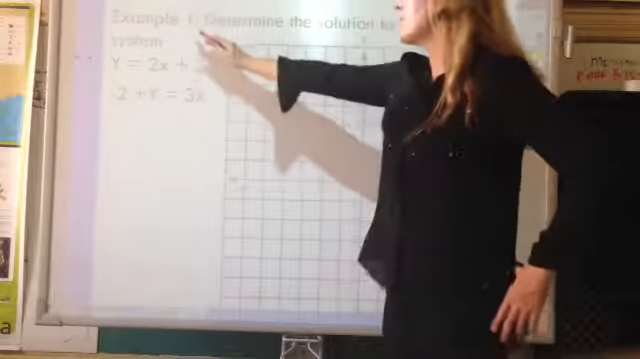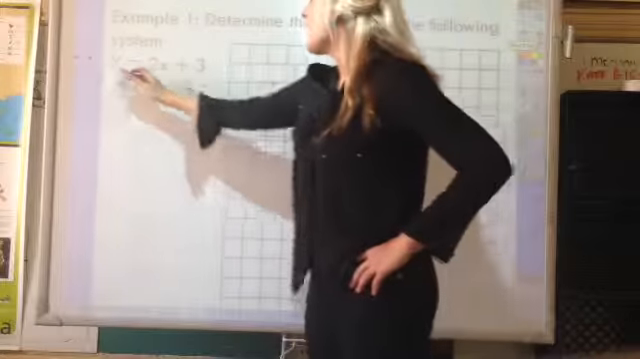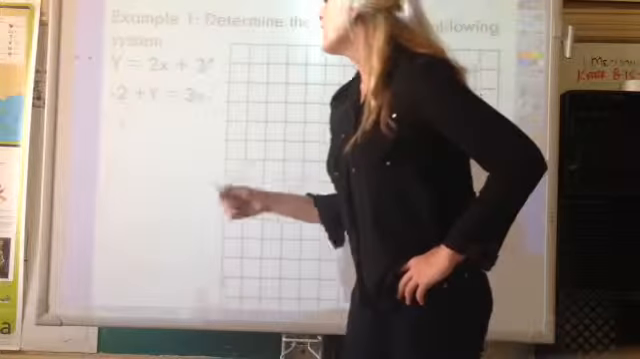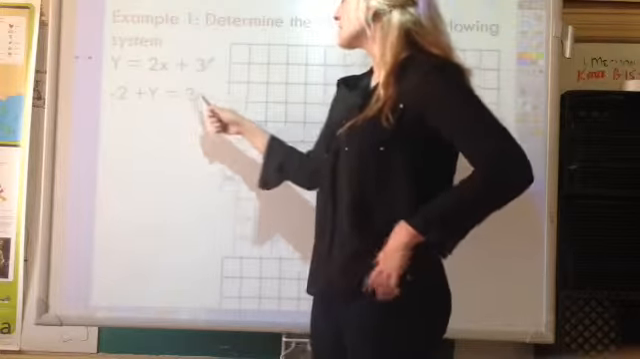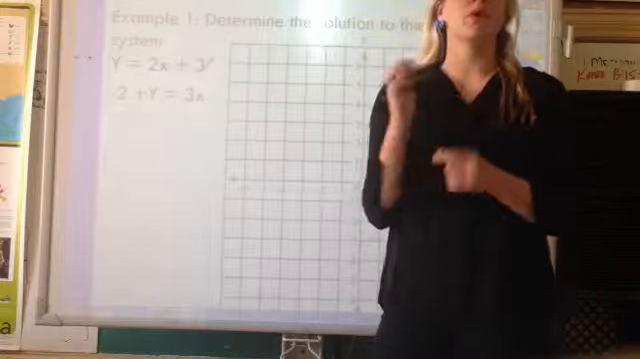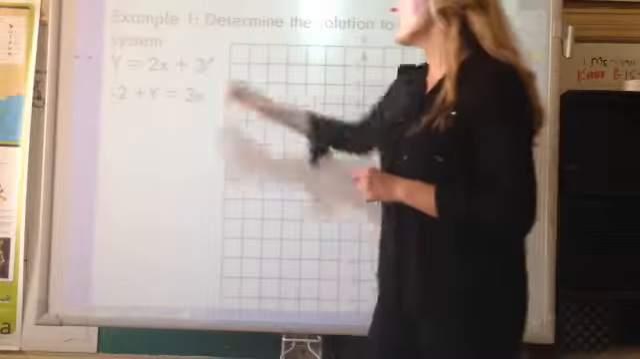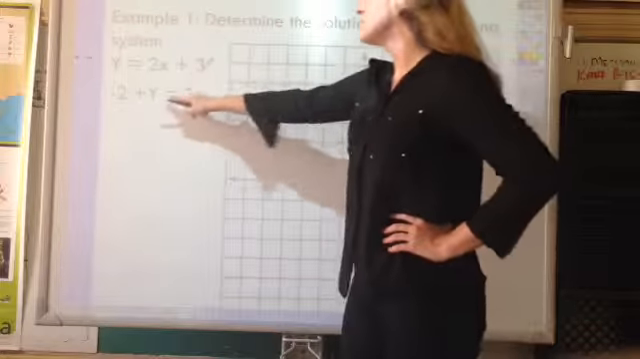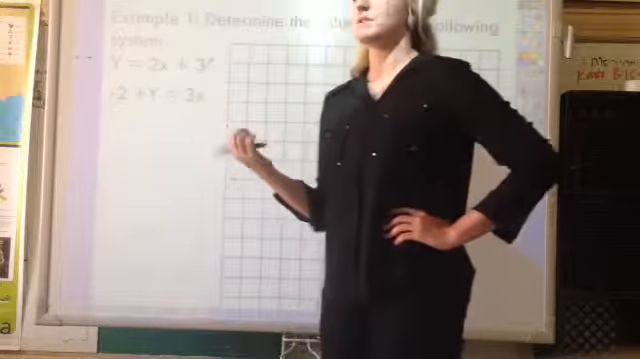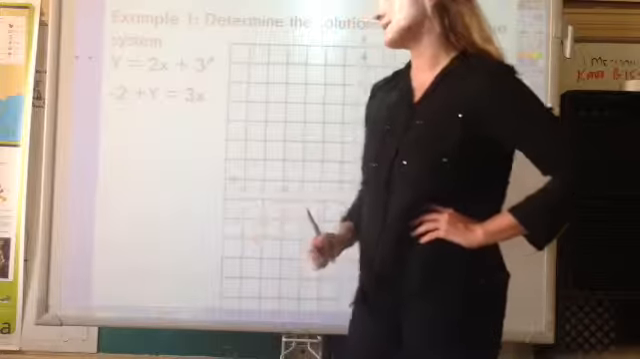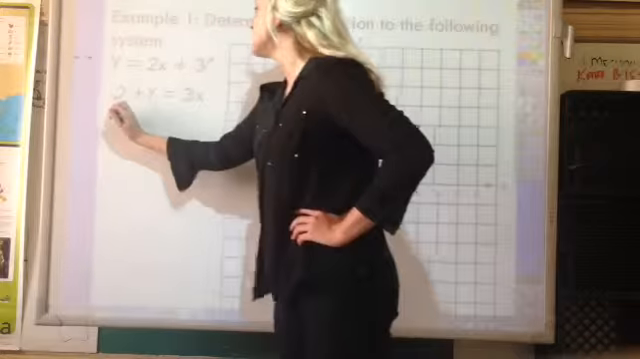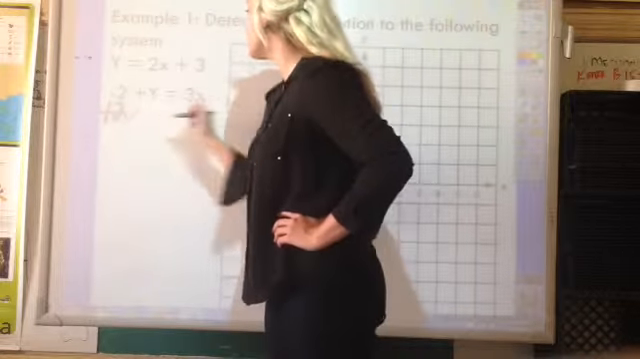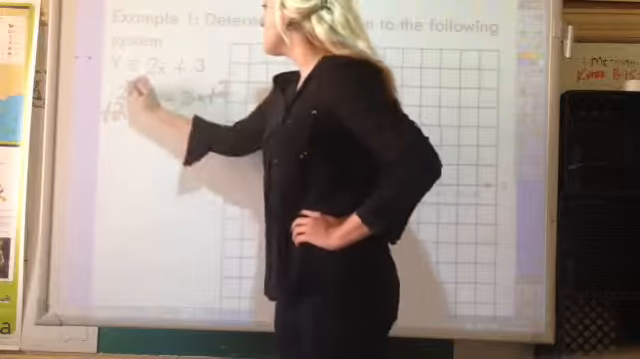All right, go ahead and write example 1, and then y equals 2x plus 3, and then negative 2 plus y equals 3x. Make sure that when you are graphing systems of equations, both of your equations are in proper slope-intercept form. And right now, this second equation is not in proper slope-intercept form because y is not isolated. So in order to do that, I just need to add 2 to both sides to get y on its own. My 2s will cancel out.